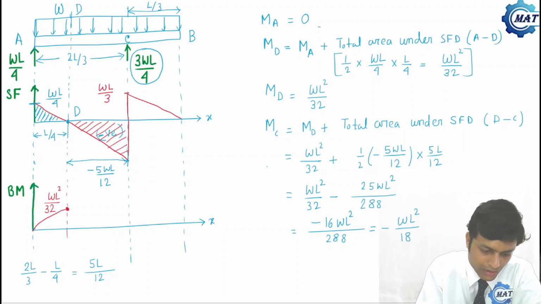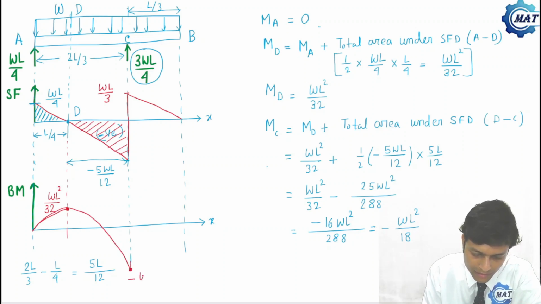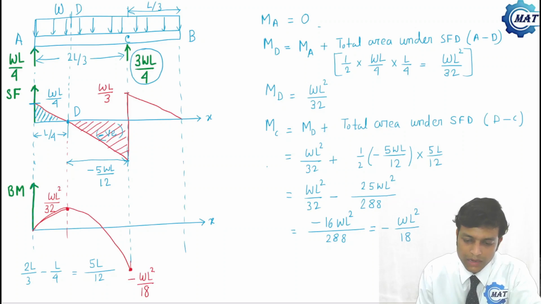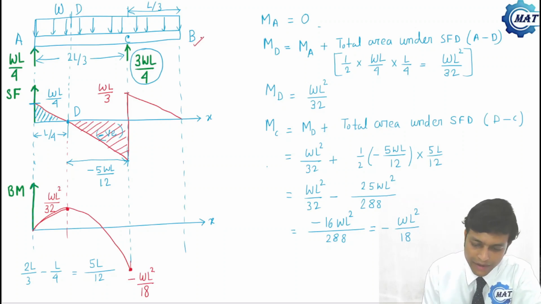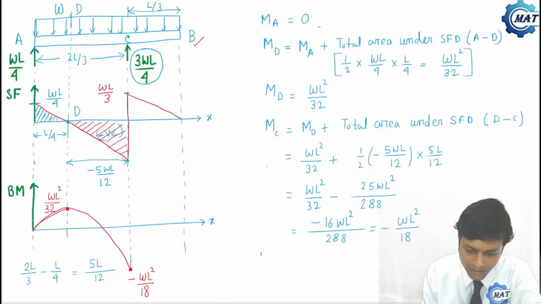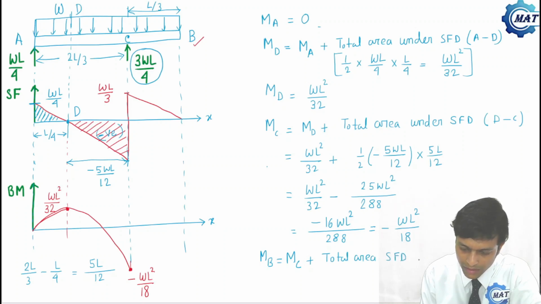So this curve is going to come to here, and this value is minus WL square by 18. Now, what is the bending moment at B? That is the free end. Bending moment at B will be MC plus the total area under the SFD between C to B. That is, we know MC is minus WL square by 18.